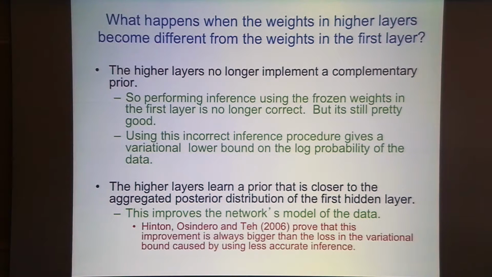Once you change the weights in higher layers, the inference procedure for the first hidden layer isn't correct anymore, because you've changed the prior that's coming down from above, so it no longer exactly cancels the correlations in the likelihood term. So the true posterior is no longer exactly factorial. But what we're going to do is carry on treating it as though it were factorial and rely on the fact that the changes in the weights in the layers above gained us more than we lost by having to use a slightly incorrect inference procedure. And in terms of the bound, that's true. I'm not going to go into the math of that, but it's all in this paper.